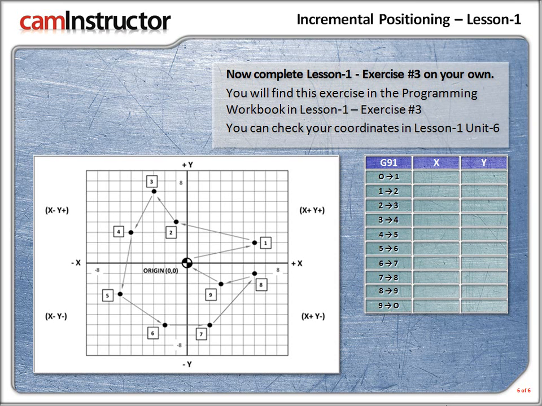For the second part of this exercise, you're going to figure out the incremental coordinates for positions 1 through 9. With incremental, we're figuring out the distance from the last position to the next endpoint. And we need to identify if it's a positive or negative direction.